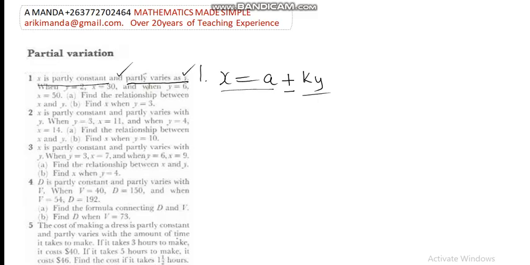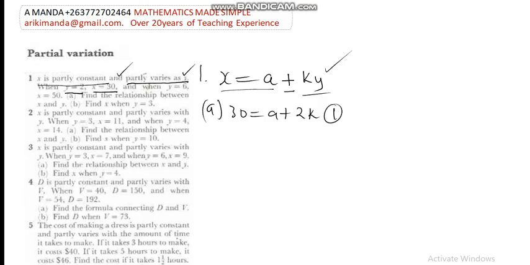Without wasting time, let's work out our first part, which says find the relationship between x and y. We substitute our first values. When y is 2, x is 30. We substitute these values into this formula here. X is 30 is equals to a plus, in place of y, we write a 2. 2 times k, we have 2k. This is our first equation.